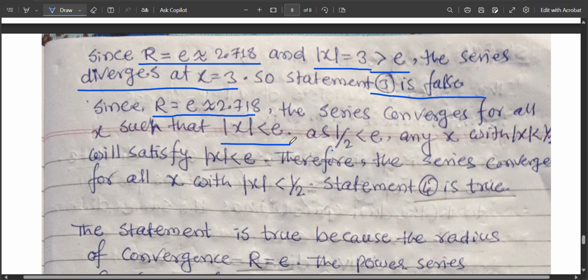For what values of x is it converging? The mod of x should be less than e. Since here it is given 1 by 2, and that is less than e, any x with mod of x less than 1 by 2 will satisfy mod of x less than e, and therefore the series converges for all such x. So statement 4 is true.